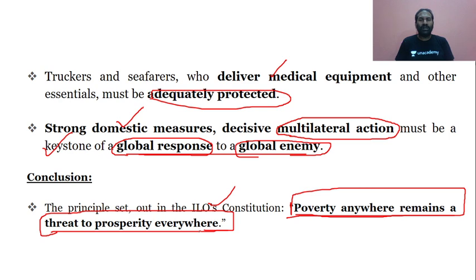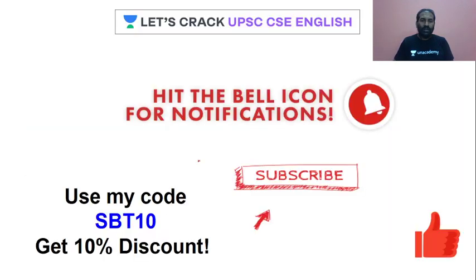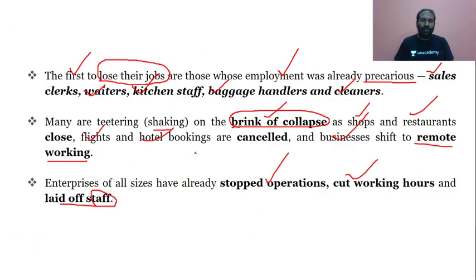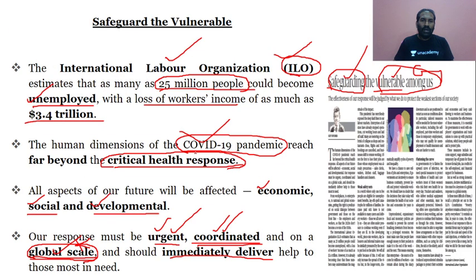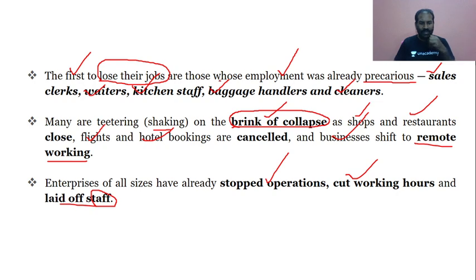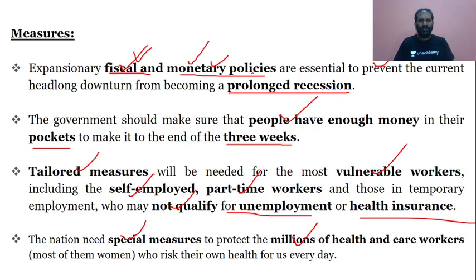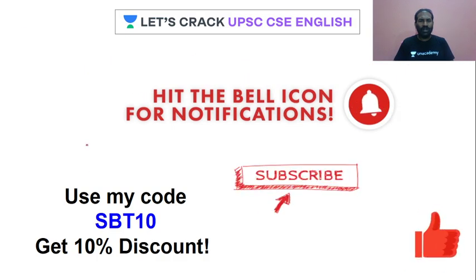then you can link it with what is happening across the world, and the article which talks about safeguarding the vulnerable amongst us. That is what the ILO is talking about, so that you will have solid information which is analytical, which will be useful for the prelims and also for the mains. So I hope the entire discussion has been very informative for prelims and also for the mains.